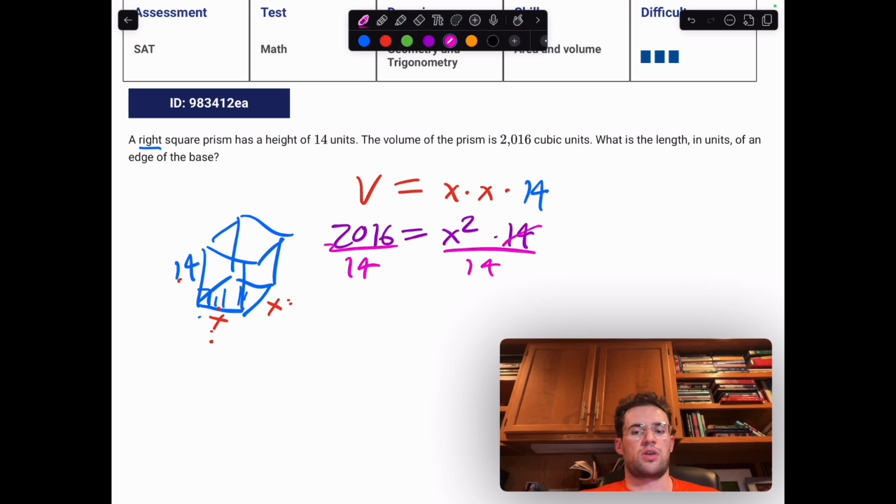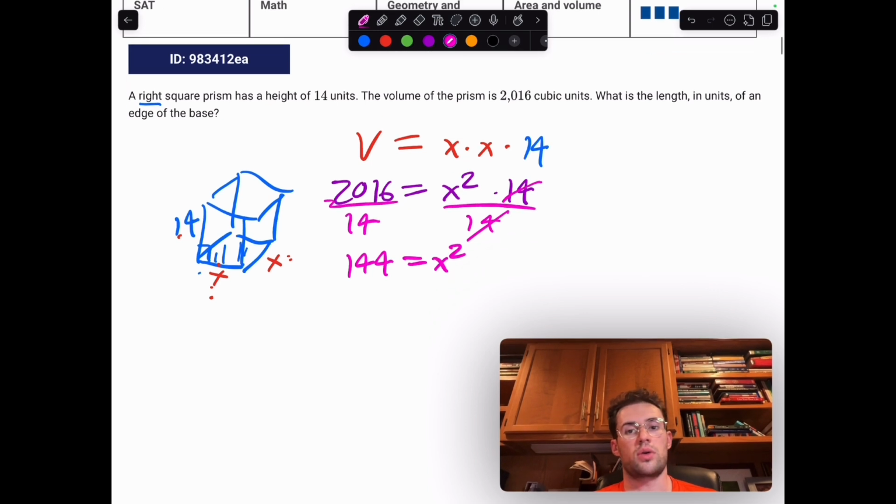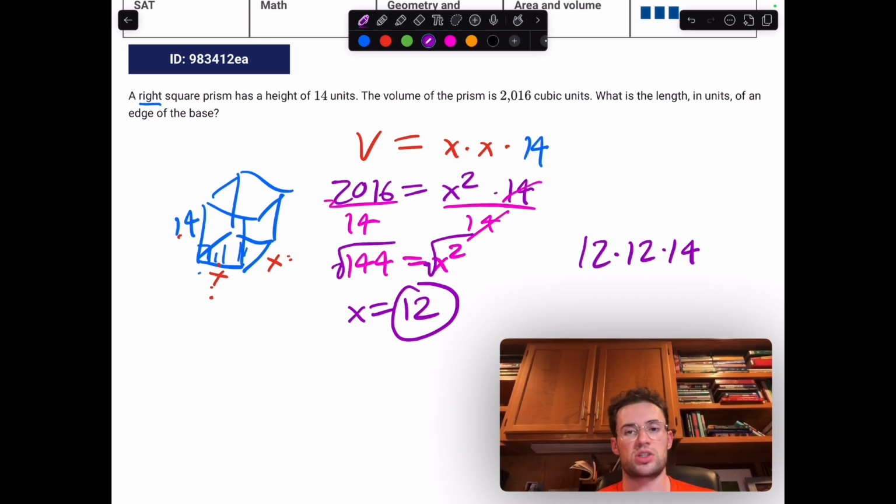The 14s cancel out over here, and then we'd get 2016 divided by 14, which gives me 144 is equal to x squared. And then you just think what number squared gives you 144, or you could take the square root of both sides. You don't have to worry about negative solutions because you can't have a negative length. And that would give me that x is equal to 12, the square root of 144. It doesn't say what the units are. You don't have to bubble in units on the SAT, so it's just going to be 12. And to check that, you would just multiply 12 times 12 times 14 to make sure it actually gives you 2016.